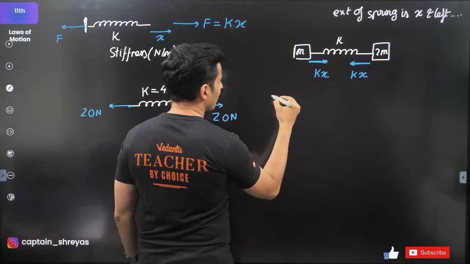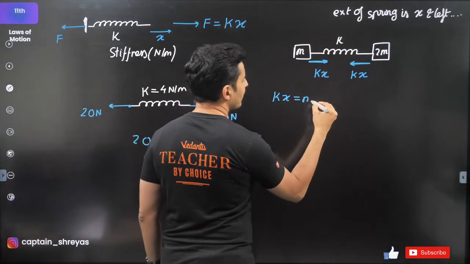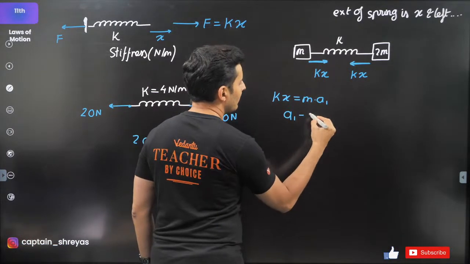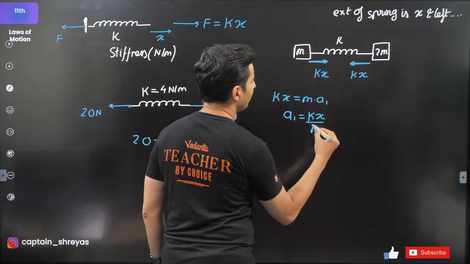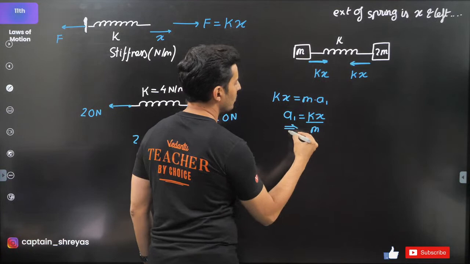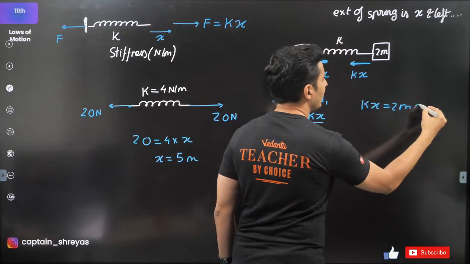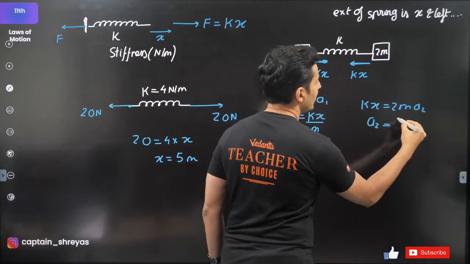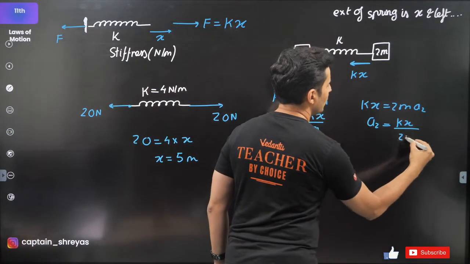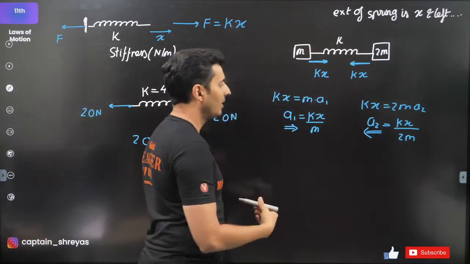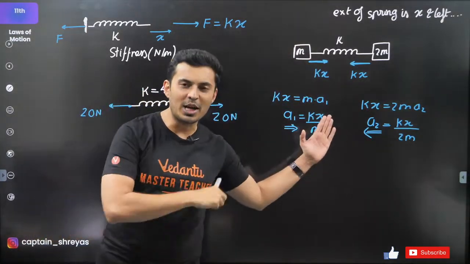I can say that force is equal to mass into acceleration. So A1 will be kx divided by m, and it will be basically this way. For this mass, I can say kx is equal to 2m into the acceleration. So A2 will be kx divided by 2m, but that would be this way. So you can see the accelerations are definitely not same.